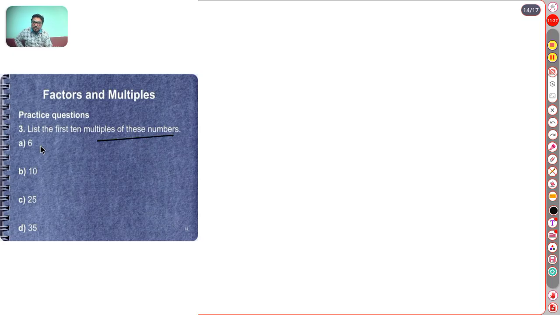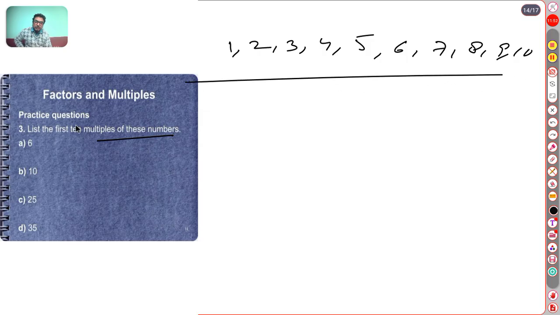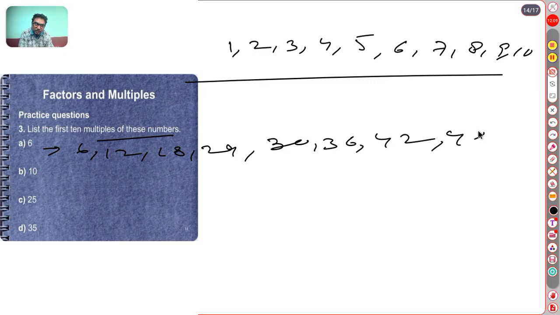Here is one question. List the first 10 multiples of this number. To find the first 10 multiples of a number, we have to multiply the number by 1, 2, 3, 4, 5, 6, 7, 8, 9 and 10. The first 10 multiples of 6 are 6, 12, 18, 24, 30, 36, 42, 48, 54 and 60.